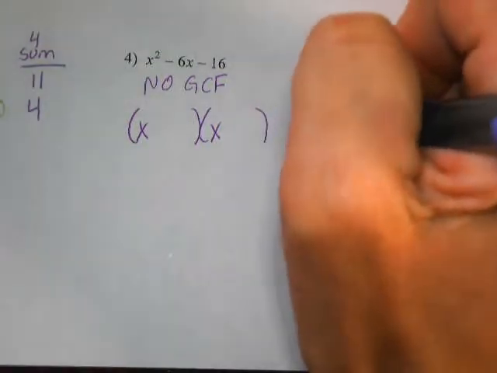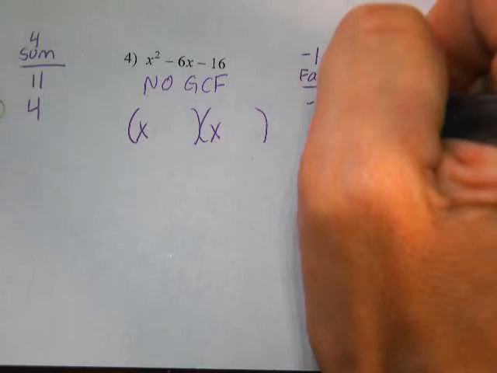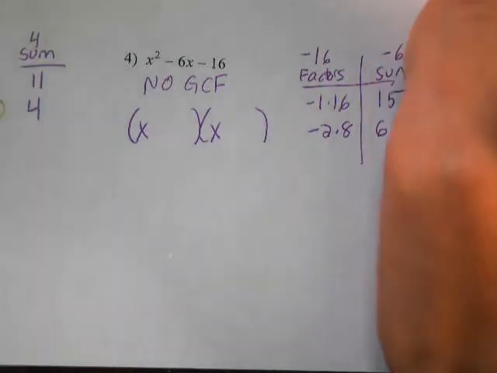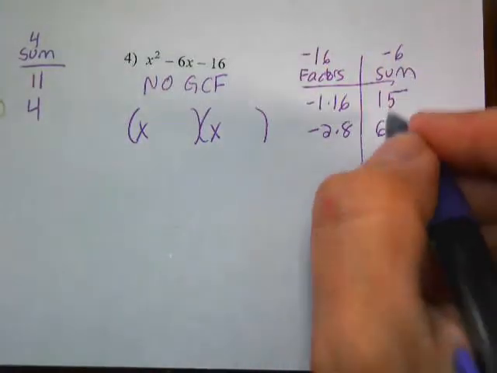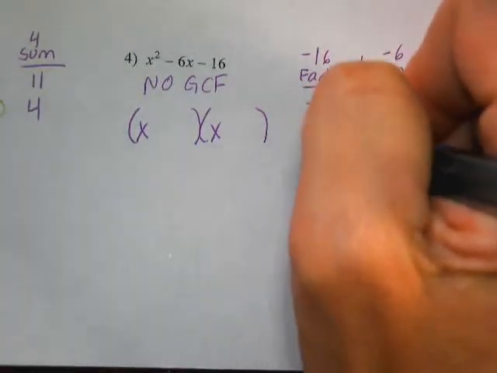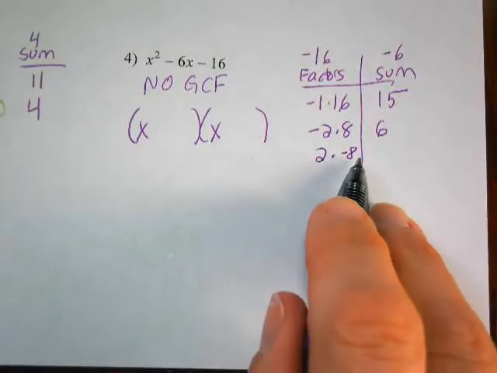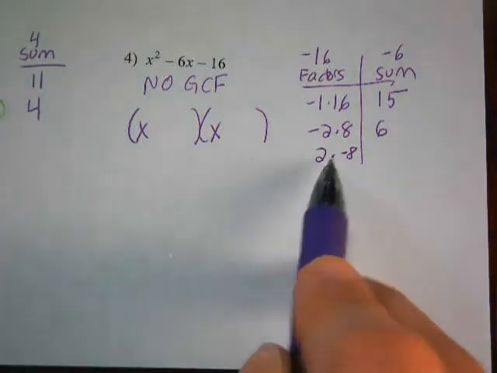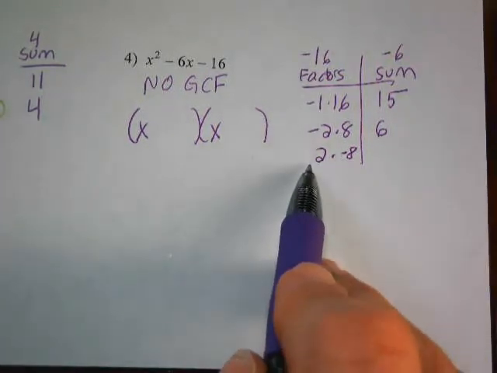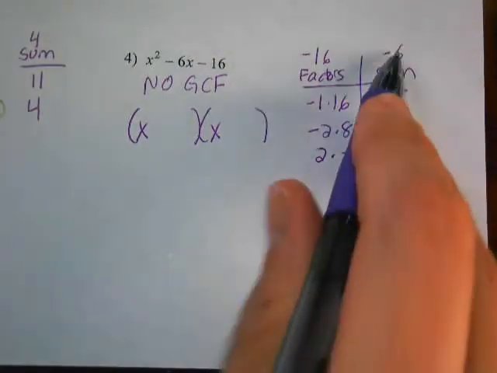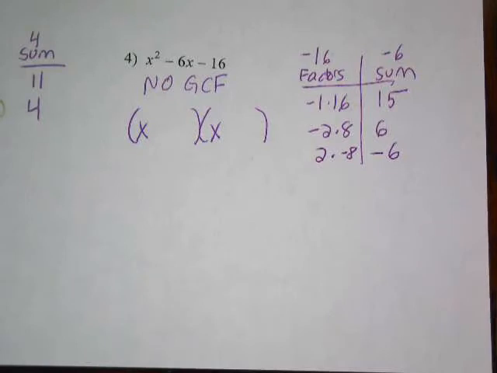Negative 2 times 8. Negative 2 plus 8 gives me positive 6. So I got my 6, but my sign on my 6 is wrong. So I'm going to switch the negative from my 2 to the 8. So 2 times negative 8 is negative 16. Check: 2 plus negative 8, or 2 minus 8, is negative 6, which is what I'm looking for. And I found my correct signs.